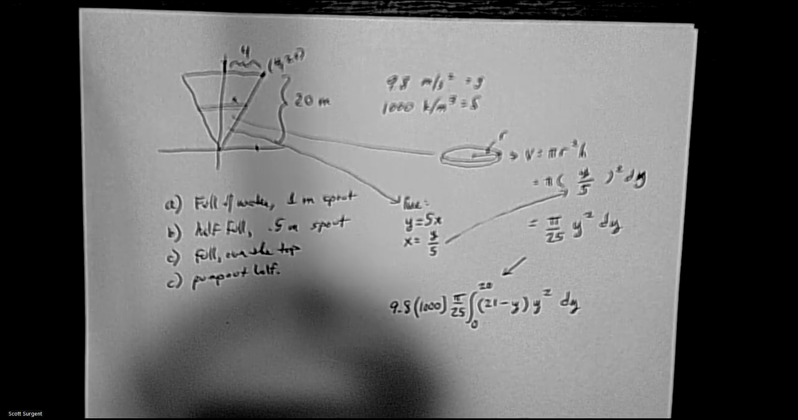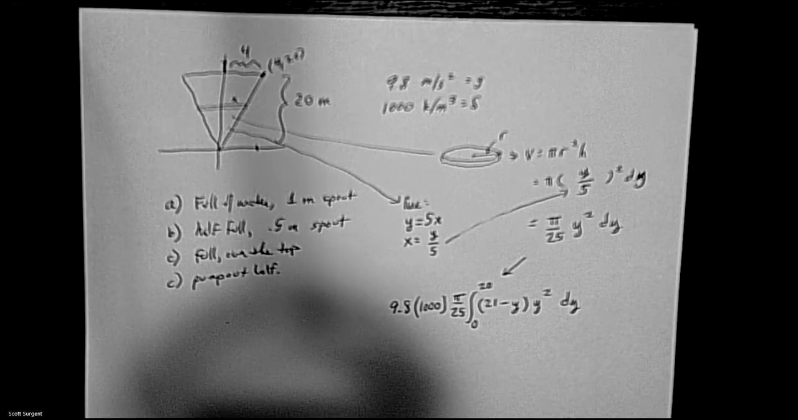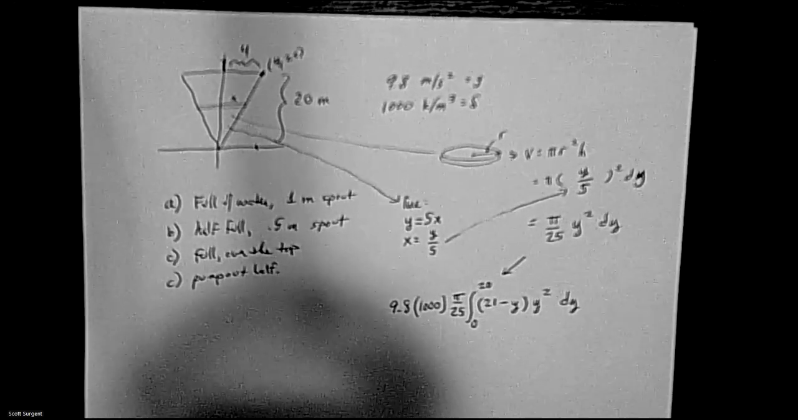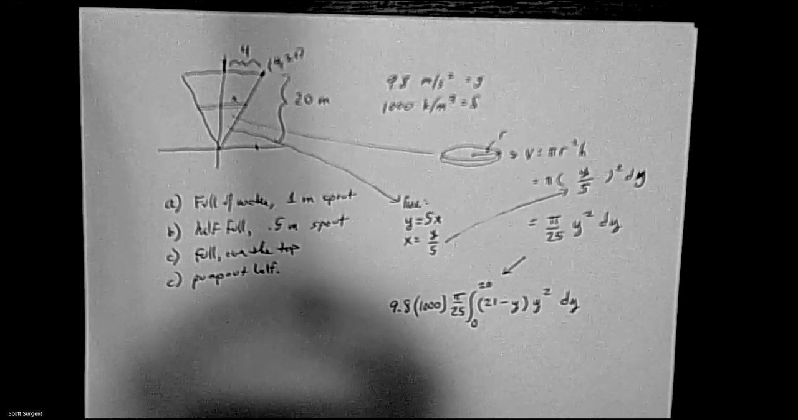As far as the follow-up questions, half full, half a meter spout, I would change that 21 to a 20.5. Well, actually, no, I take that back. Let's think about this. The water would be sitting from 0 to 10. So the water at the 10 meter level would have to be pumped out 10.5. Yeah, actually, so 20.5. Yeah, that makes sense.